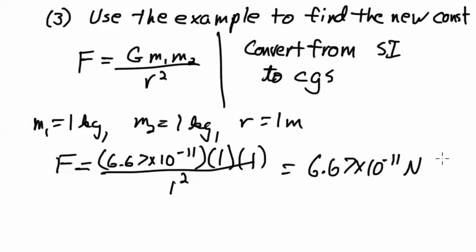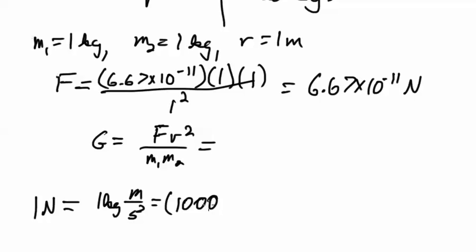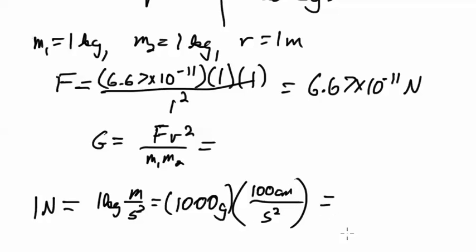So actually, first, before I do that, I'm going to reform the equation so that it is G equals F R squared over M1 M2. And so all of these things are going to be converted to the new units. First of all, 1 newton is 1 kilogram meter per second squared, which is 1,000 grams times 100 centimeters per second squared, which is 10 to the 5th centimeter grams per second squared, which is also known as 10 to the 5th dyne.